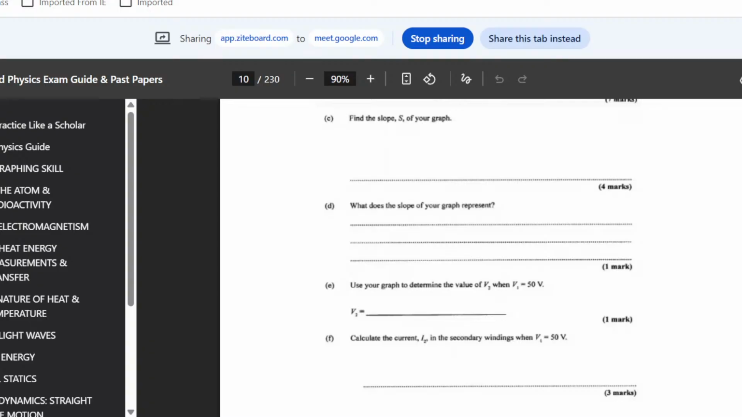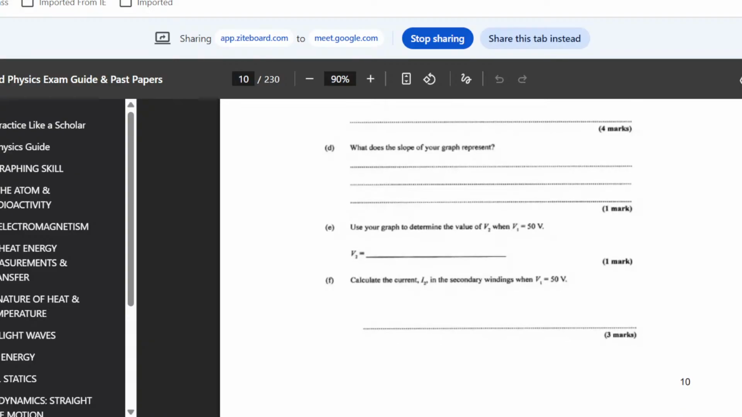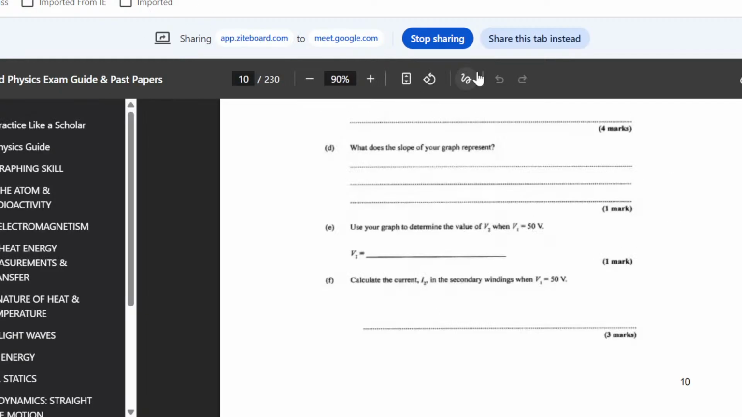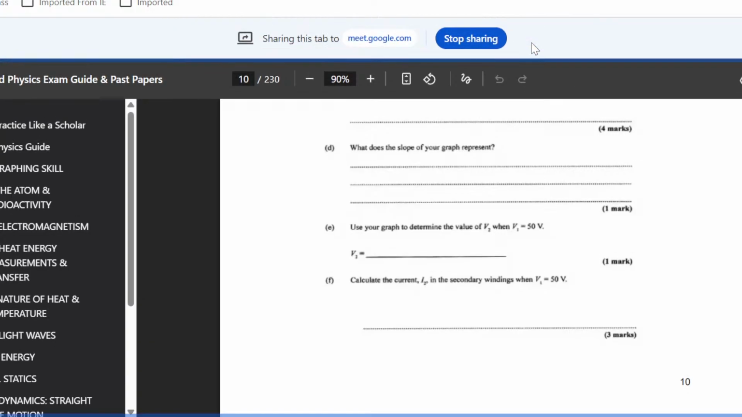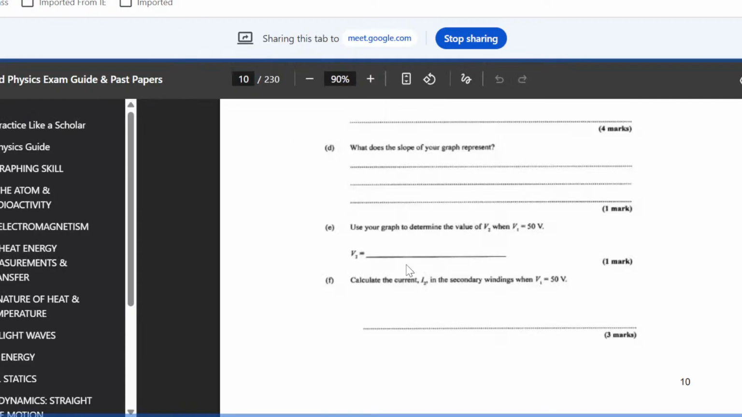Alright, we don't have a graph. So remember that value for the V2 over V1. Sorry, sir, which question are you doing? We are looking at E.